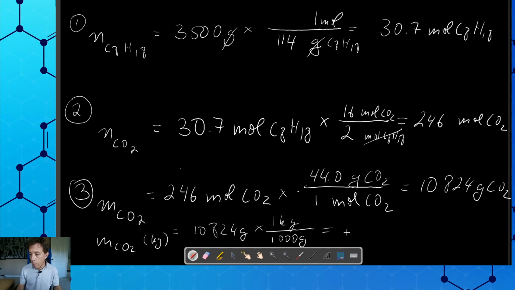So we end up with, to three significant figures, 10.8 kilograms of CO2, because I only have the molar mass here reported to three significant figures. That's a lot for 1 gallon of gas. We end up with about 20 pounds of carbon dioxide for just 1 gallon of gas. So that's something worth considering.